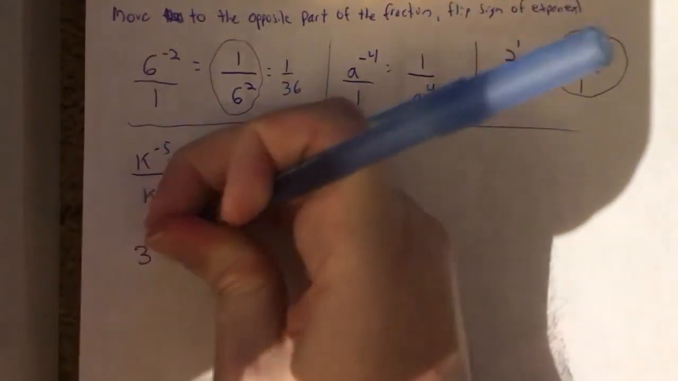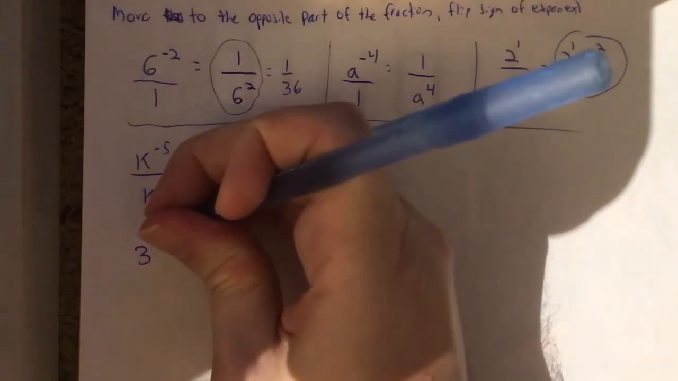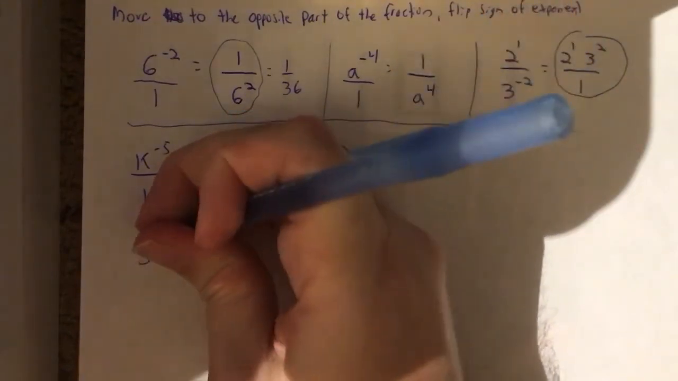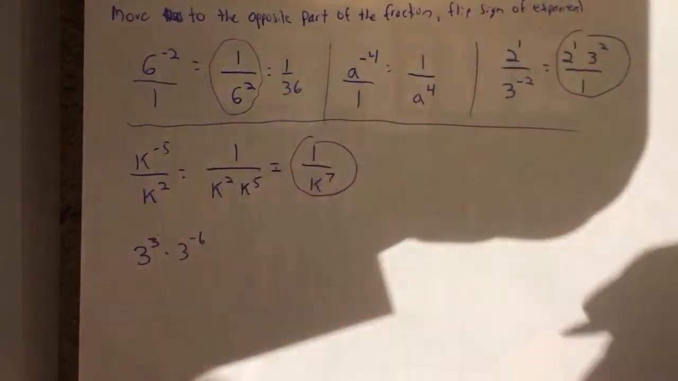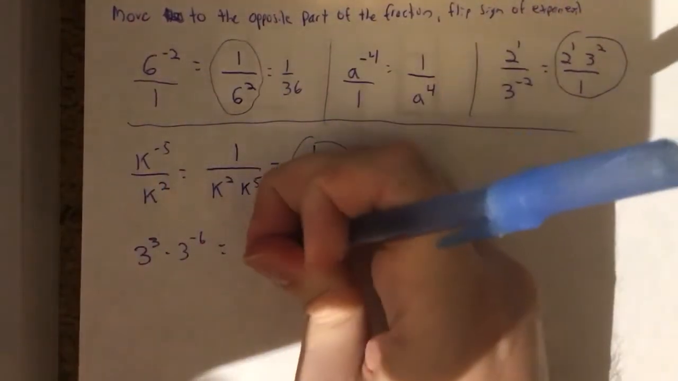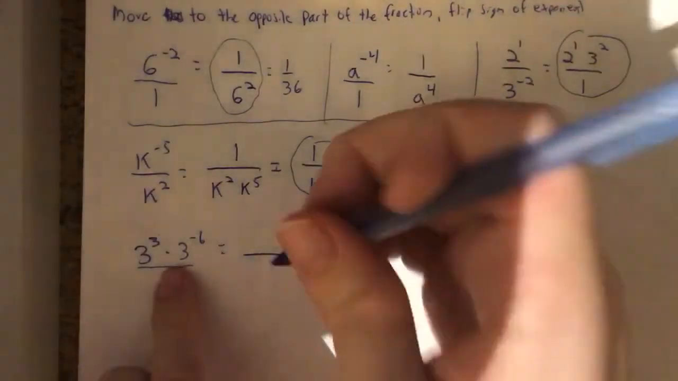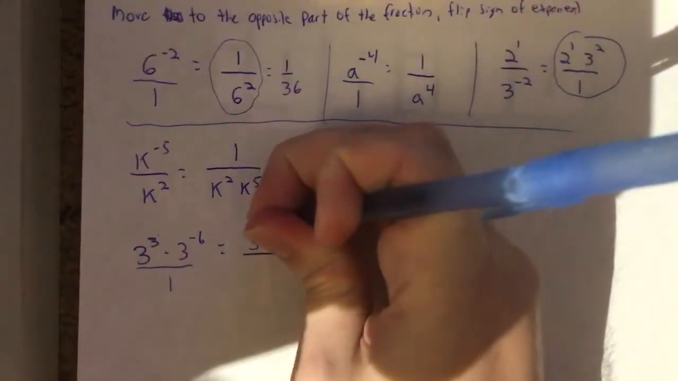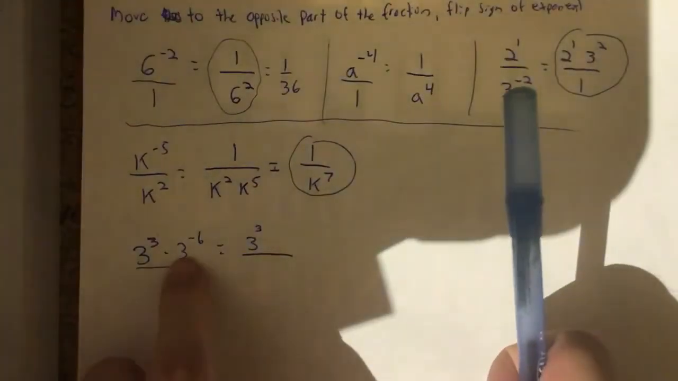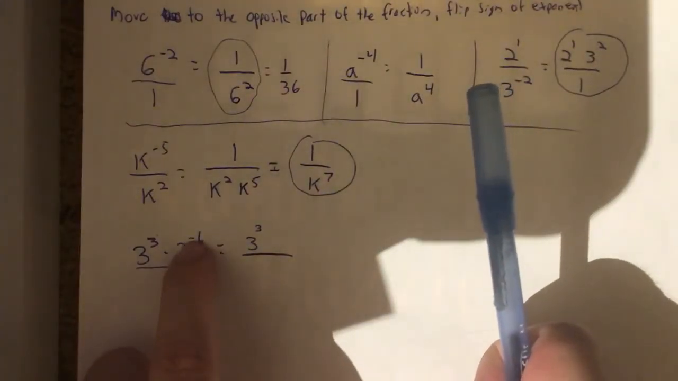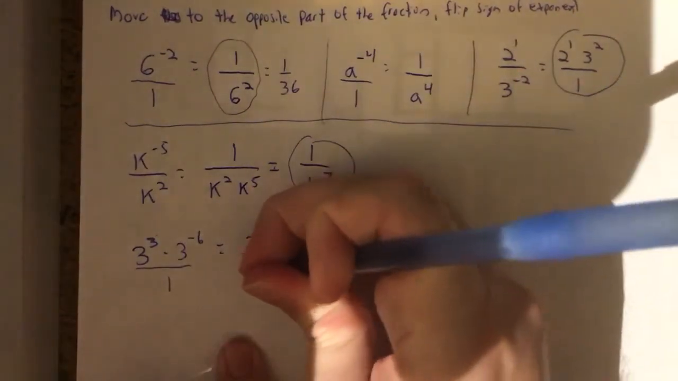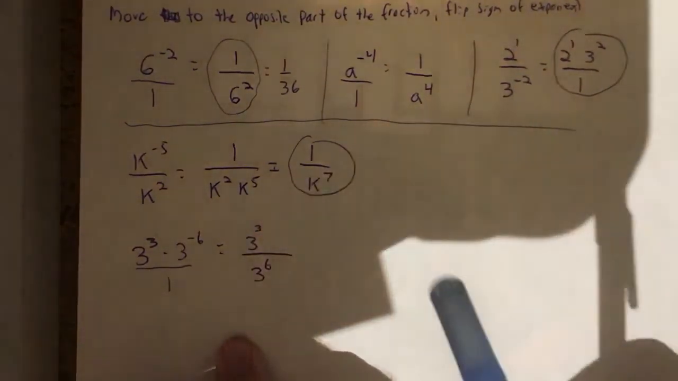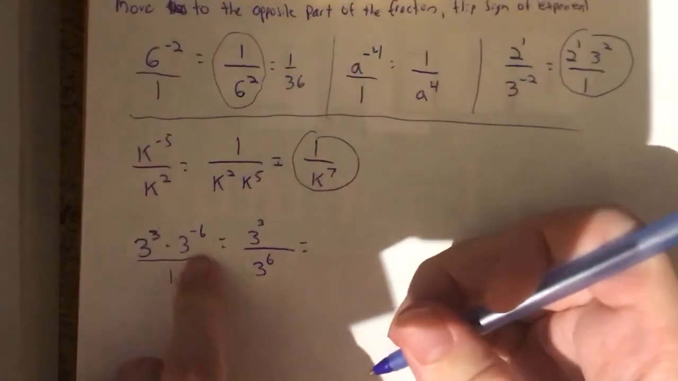Next one. 3 to the 3rd times 3 to the negative 6. If it helps, write it as a fraction. The 3 to the 3rd I'm going to leave alone. That's positive. 3 to the negative 6. Negative exponent, don't like. Negative in the top means positive in the bottom. So I move it to the bottom part of the fraction to make it positive. And now I simplify this.